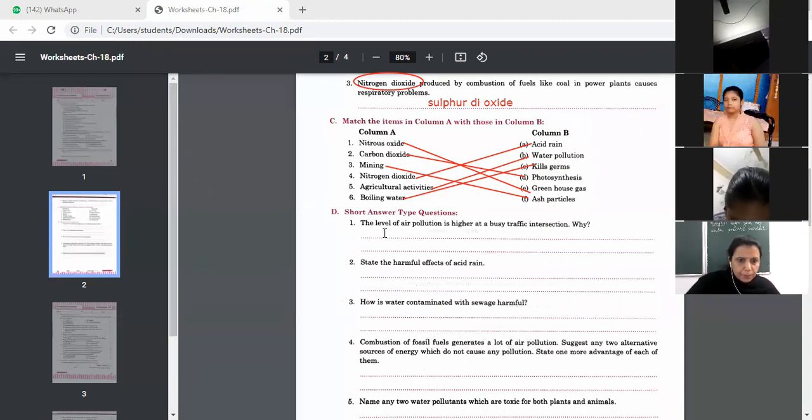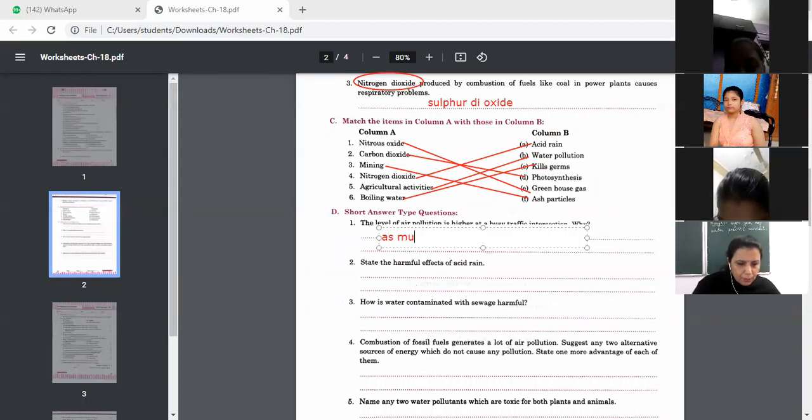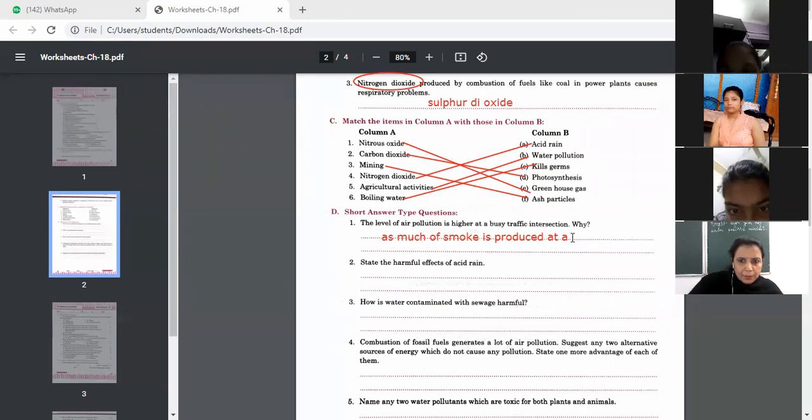Ma'am, can I tell the second one? Kindly write down the answer for this. As much smoke is produced at the same time by many vehicles.